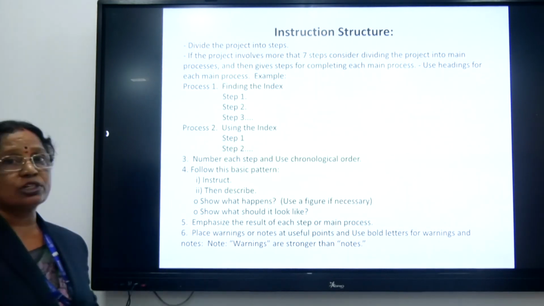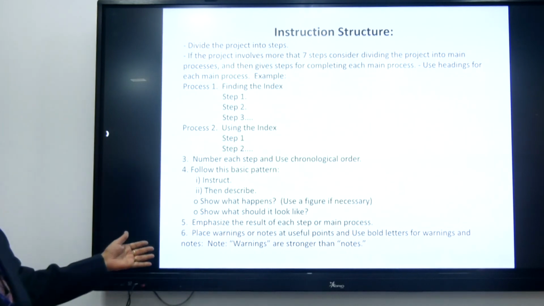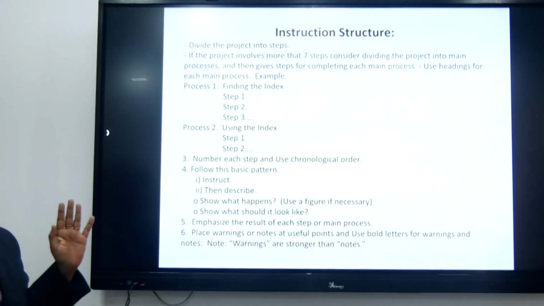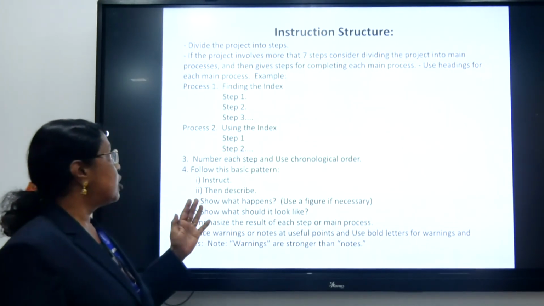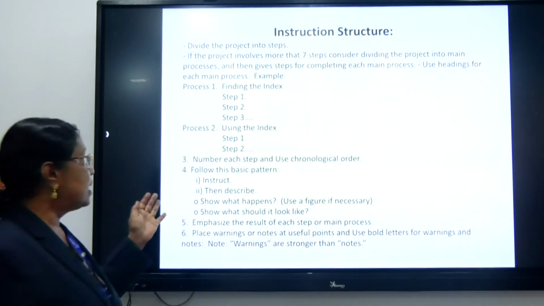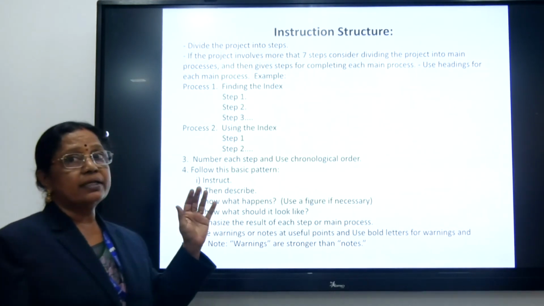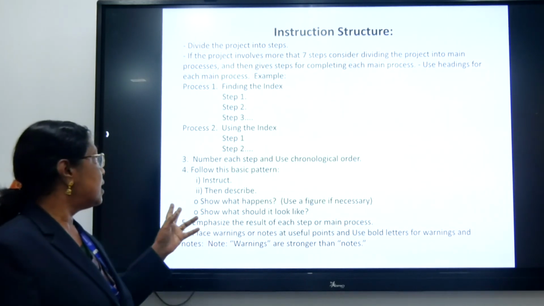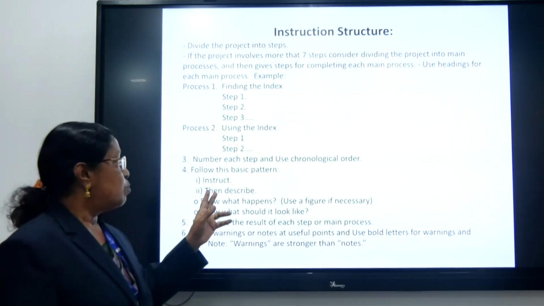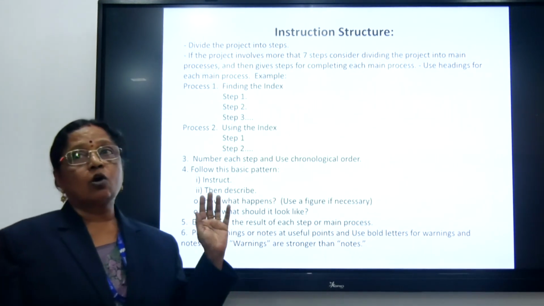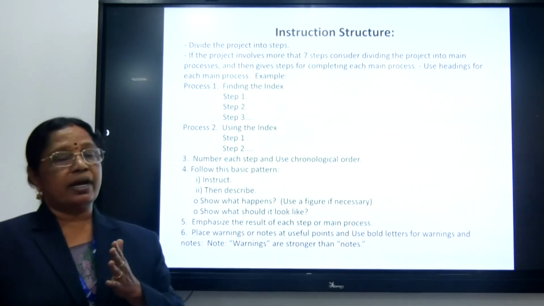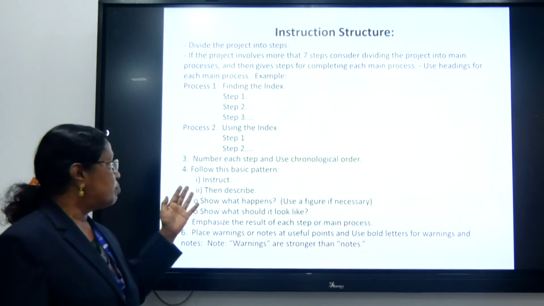Next is the instruction structure. When we see the instruction structure, first we must concentrate on step by step: first step, second step, third step. Once they get into the process, use the index, with the steps 1, 2, 3 that they have to concentrate on. Number each step and use chronological order. Chronological order means the earliest one first, and then the next one comes.